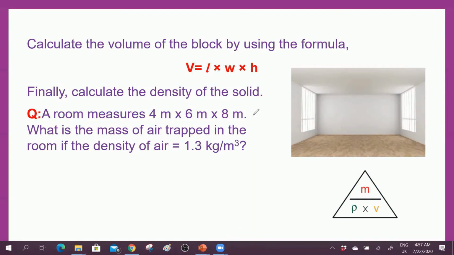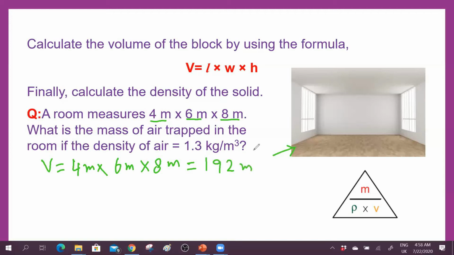Now we can practice another question to understand how to calculate the volume of a regular shaped object. Here we have a room that has one dimension of 4 meters, another dimension of 6 meters, and one of the dimensions is 8 meters. So we can find the volume of that room. The volume of the room is 4 meters times 6 meters times 8 meters. So the volume of the room is 192 cubic meters.